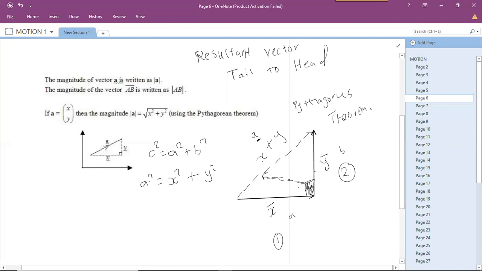It doesn't matter which one you start with, because addition, 2 plus 3, is the same as 3 plus 2. I think this is the commutative law. I'm not so sure, but it doesn't matter which one you start with. You still get the same answer at the end of the day. So, commutative law: 2 plus 3 is the same as 3 plus 2.